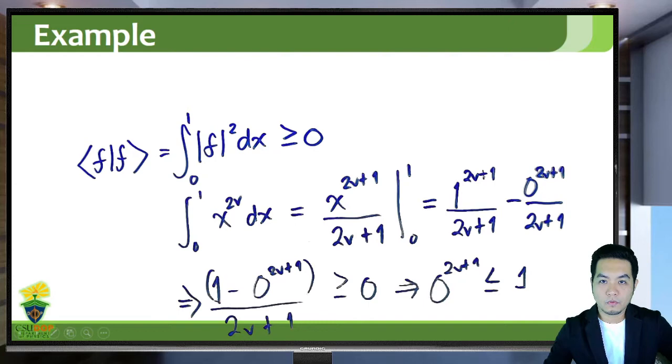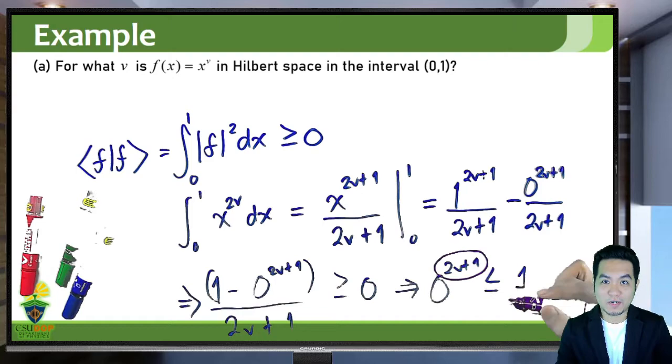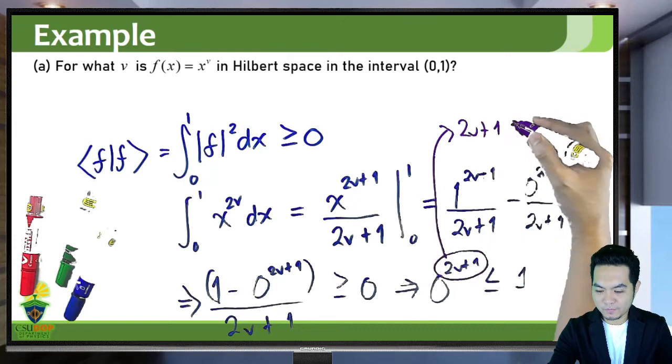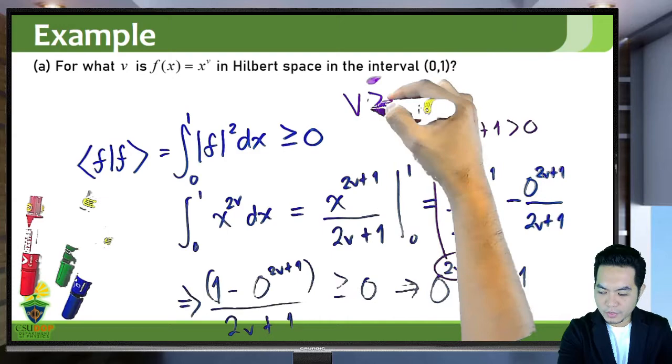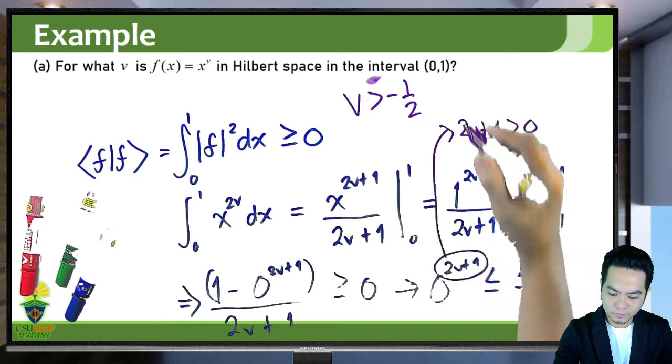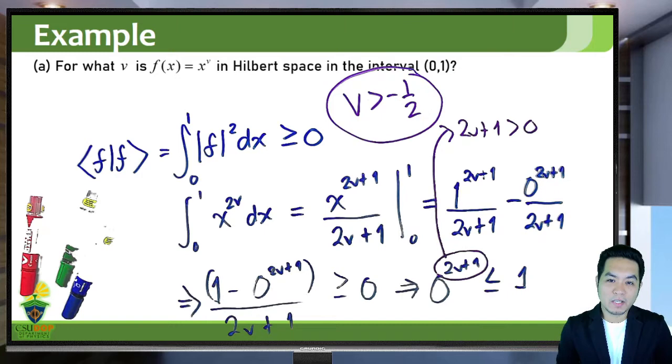So this further implies that 2v plus 1 must be positive, because if this is negative you have 1 over 0. So 2v plus 1 must be greater than 0, and you will have v must be greater than negative 1/2. If you transpose 1, it becomes negative 1. So for what v, that is the answer. v must be greater than negative 1/2.